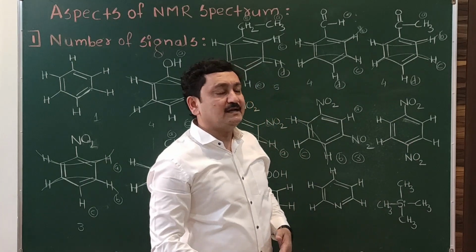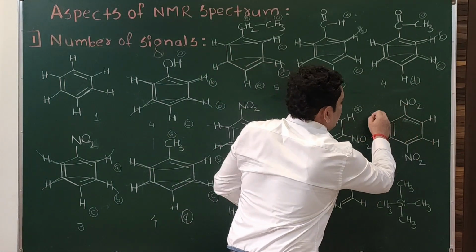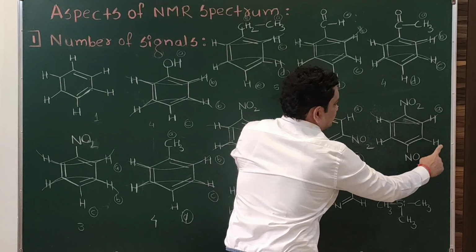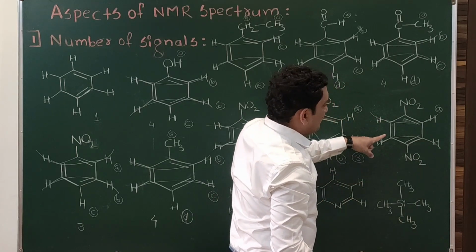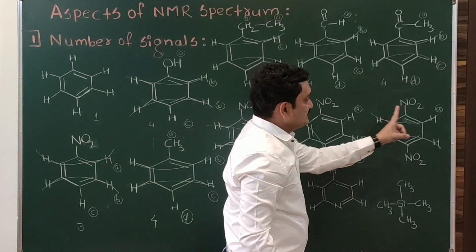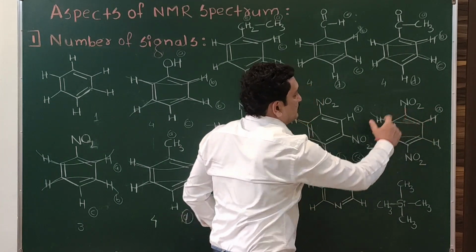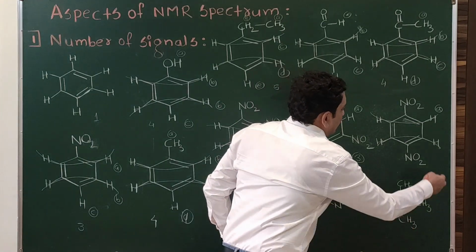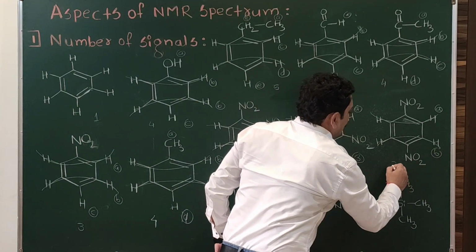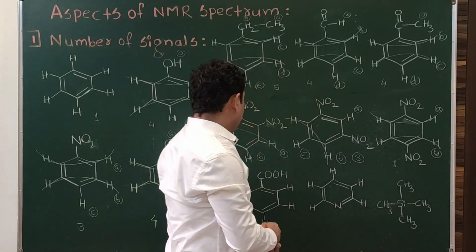Para-dinitrobenzene. How many signals will it give? 4 hydrogens are there, and these are NO2. Check these 2; they will collectively give one signal. Check these 2; they will collectively give the same signal. These 2 hydrogens are equivalent with this one, and this is equivalent with this one, because the molecule is symmetric. So all the hydrogens are equivalent. The number of signals will be 1, because all hydrogens are equivalent.